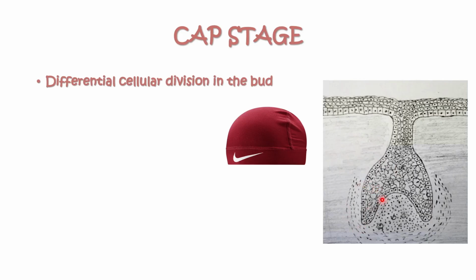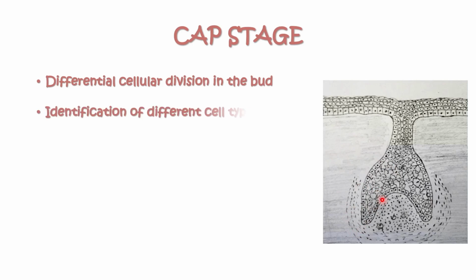At this stage, you can see a variety of cell types. The cells present at the center of the cap are different from the cells present below the cap. There are also differences in the cells lining the cap, and there are cells on the outer surface of the cap. This phenomenon is known as histodifferentiation, meaning there is differentiation in cells. You can see here the cells present in the center and the cells present just below the cap are different. Even at the outer surface, the cells are different.